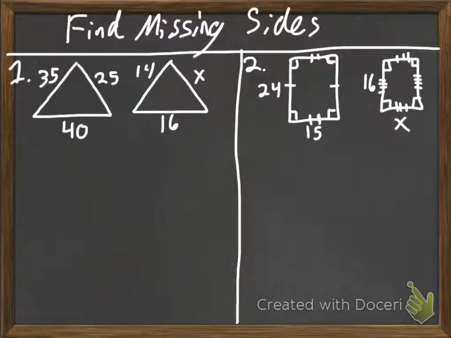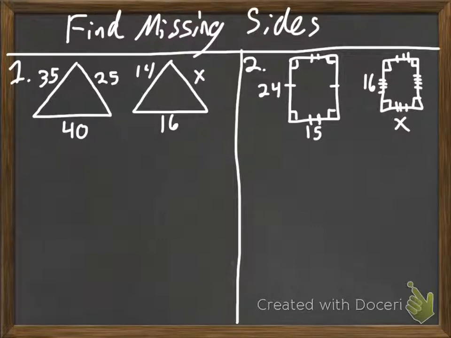What we need to do is determine what the scale factor is, and then we need to use that scale factor in a proportion to find our missing side. So the triangles, it's a little bit more difficult than it would be with a rectangle or with a square.